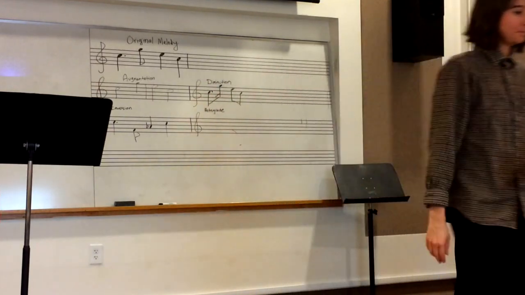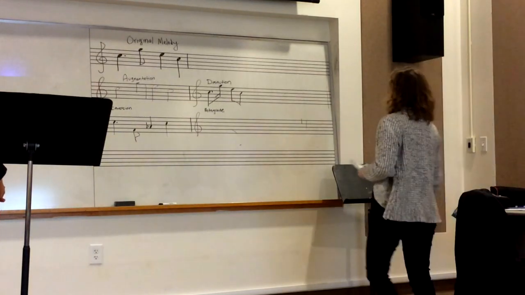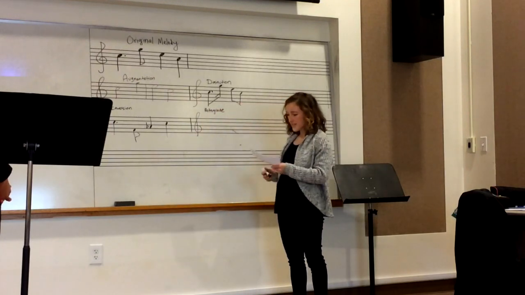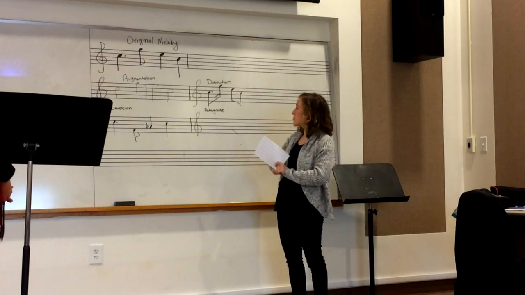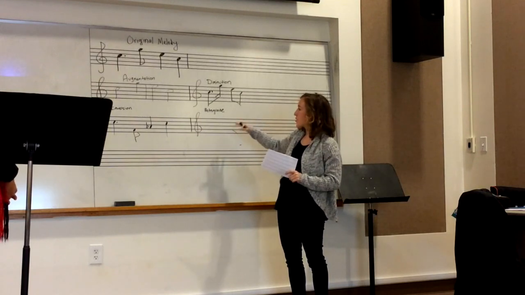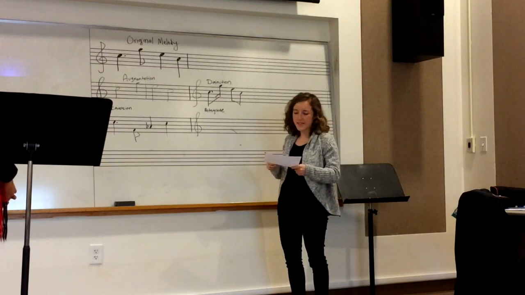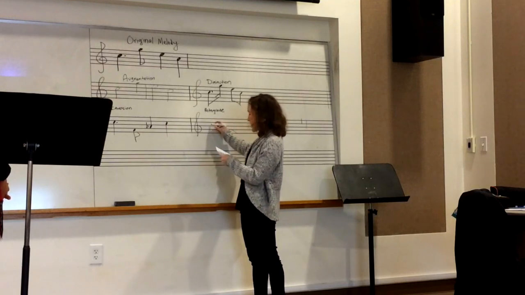Questions on inversion? Good. Okay, and finally, retrograde. Retrograde is basically when you have a melody and you are rewriting it so that it is in reverse or backwards. So you can have either an exact retrograde, which would be that the pitch and the rhythm stay the same, or you can have a normal retrograde where it would just be the rhythm. So this is what an exact retrograde would look like.